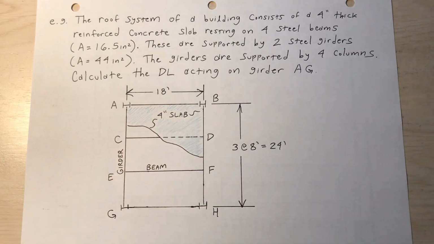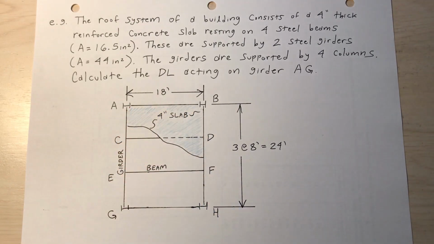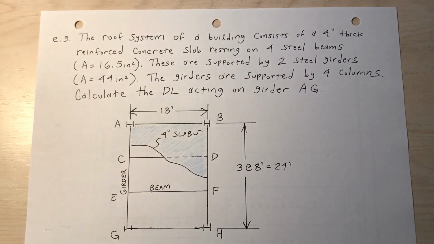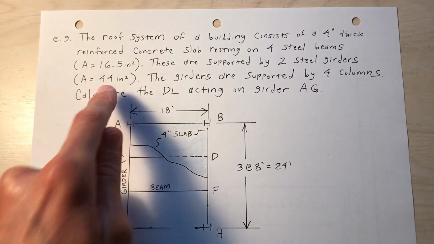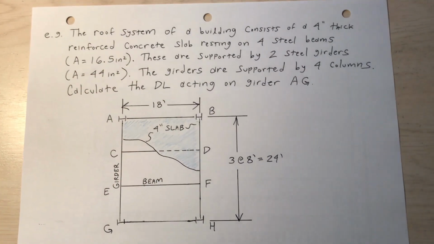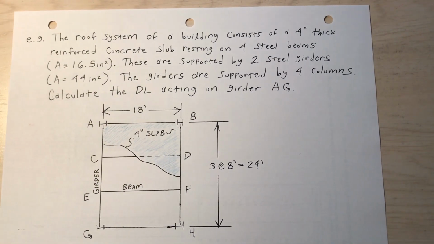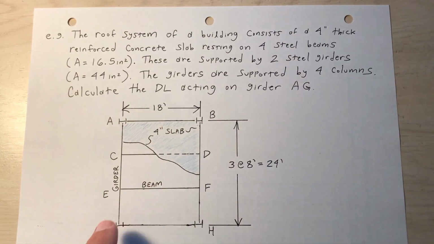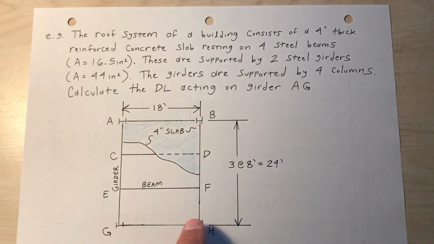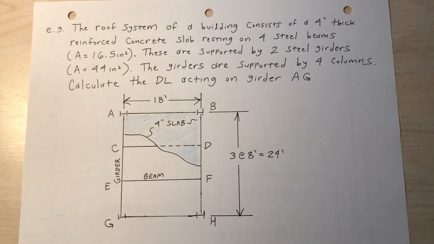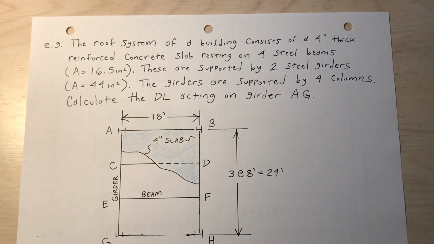The slab is drawn on top. The slab would cover the entire roof. This is a cutaway here, but the slab would actually cover the entire roof. Okay, so where was I? The cross-sectional area of each girder is 44 square inches. The girders are supported by 4 columns at A, B, G, and H. So those are where the columns are located.